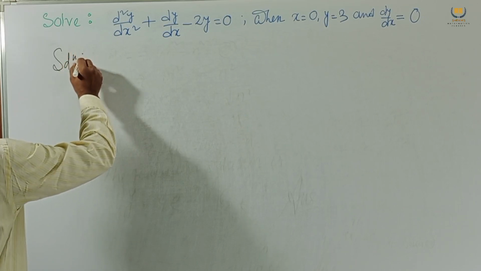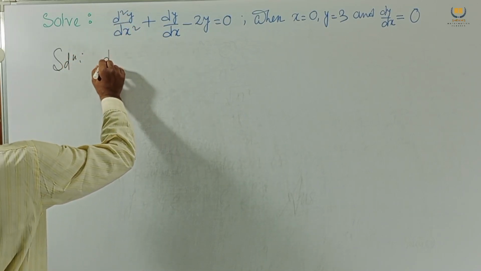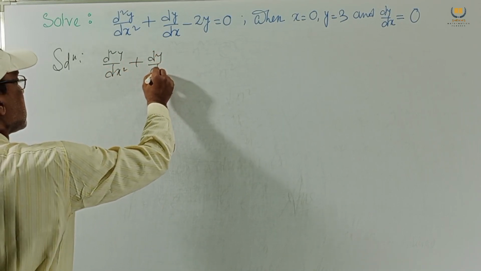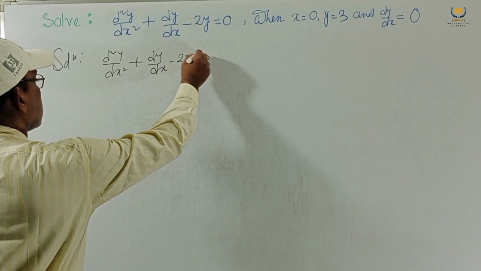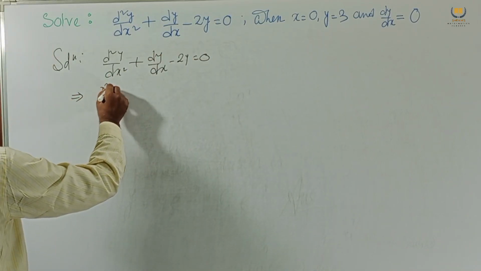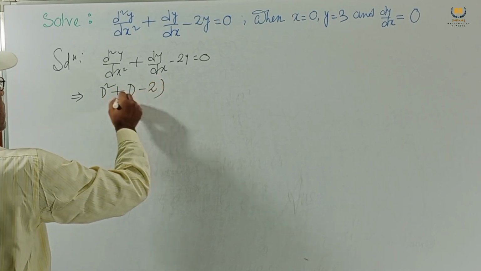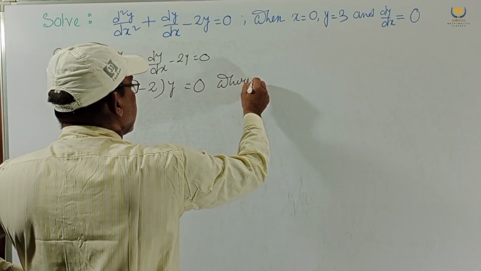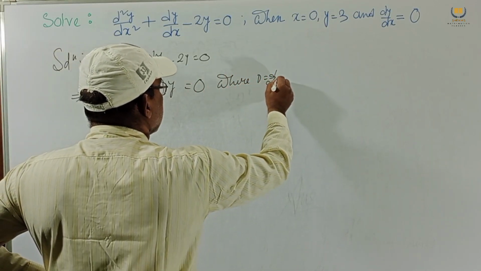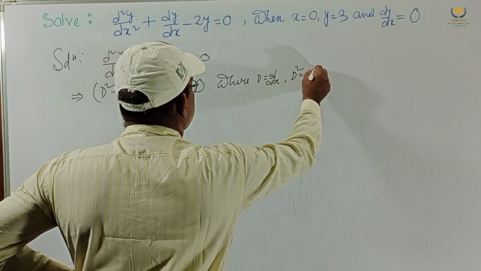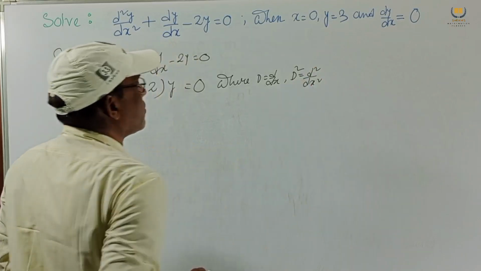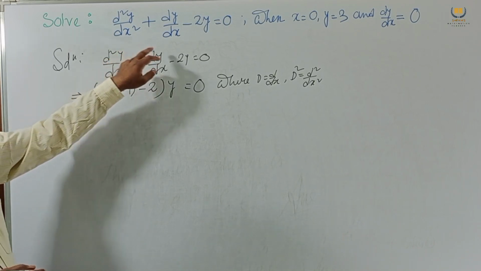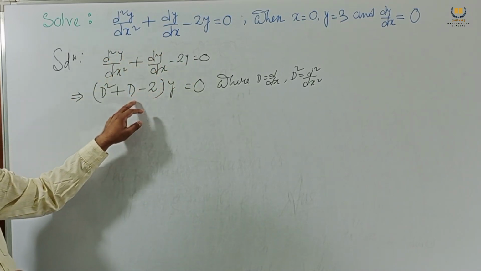Now the solution. This equation we can write as given: d square y by dx square plus dy by dx minus 2y equal to 0. Then this is D square plus D minus 2 into y equal to 0, where capital D means d by dx and D square means d square by dx square. Taking y common, d square by dx square means capital D square, d by dx means D, and minus 2.